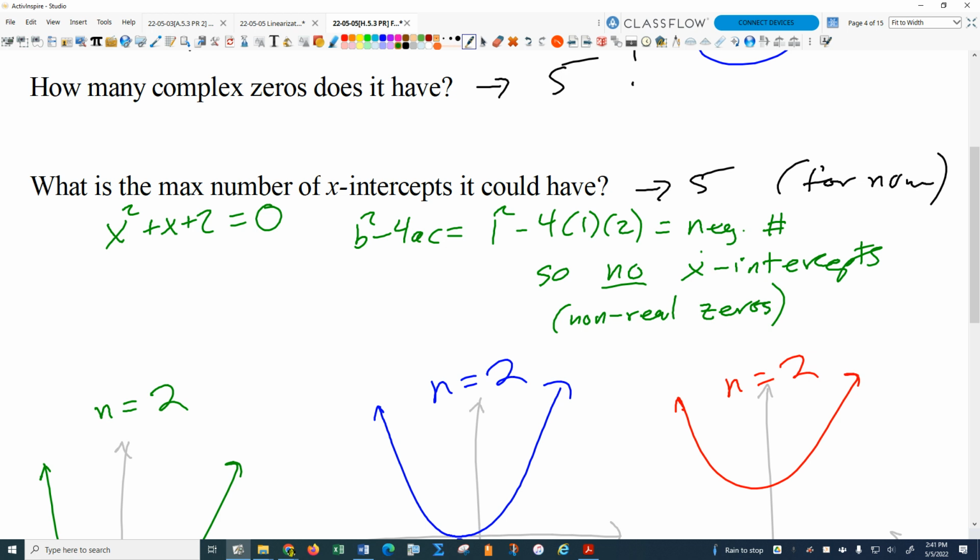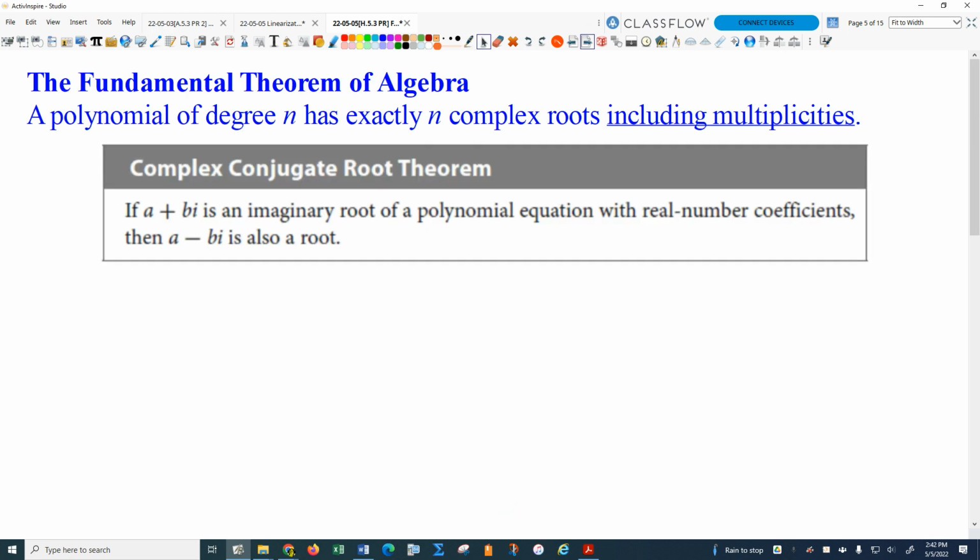So we have this other corollary to the fundamental theorem that says this. A polynomial of degree n has exactly n complex roots, including multiplicities. But if a plus bi is an imaginary zero, then its complex conjugate is guaranteed to also be a complex zero. Okay, because how come? Because that's the plus and that's the minus in the quadratic formula. Imaginary solutions or non-real solutions always come in complex conjugate pairs every time. You could never have a singleton. They always come in pairs, complex conjugate pairs.